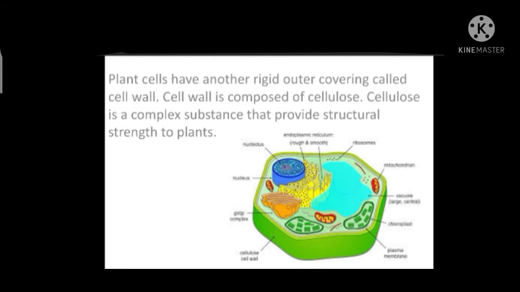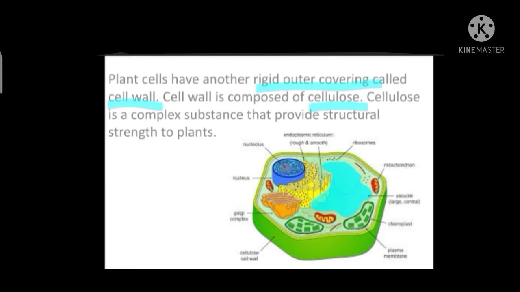In addition to the plasma membrane, the plant cells are surrounded by another rigid outer covering called the cell wall. The cell wall is present outside the plasma membrane. This cell wall is made up of cellulose. So what is the cell wall formed of? It is composed of cellulose.